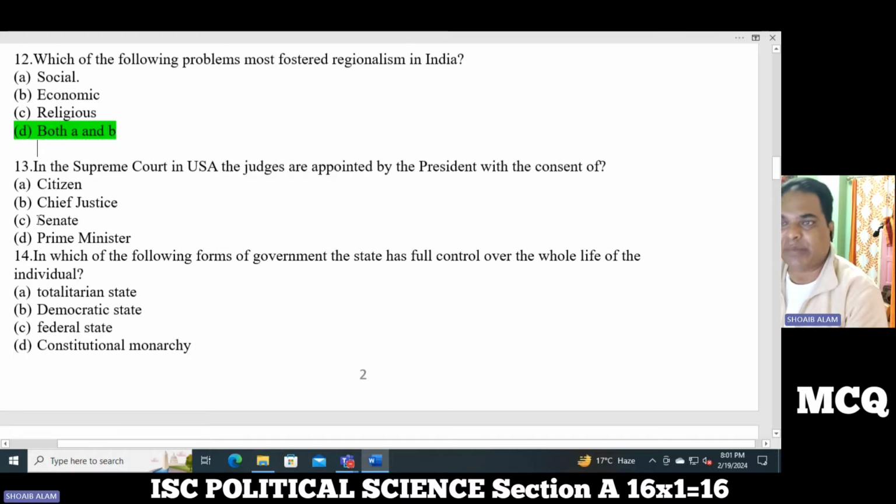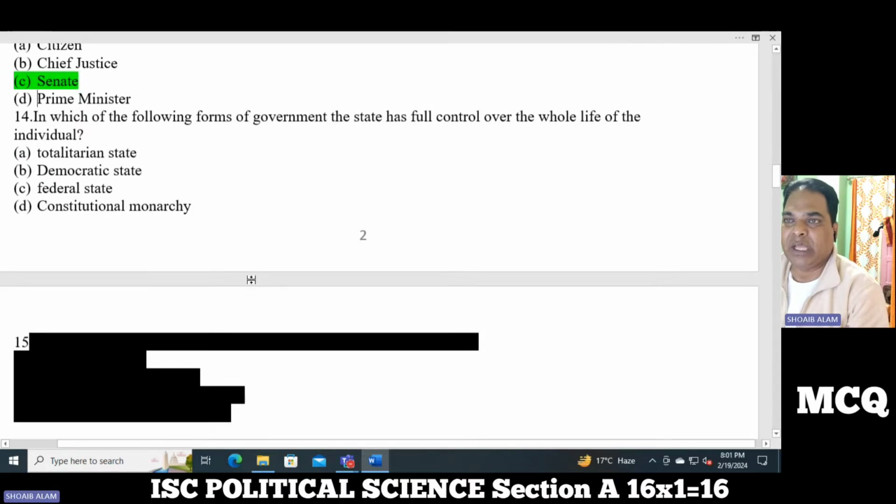Citizen, Chief Justice, Senate, Prime Minister. So answer is Senate. Okay. The next one. In which of the following forms of government the state has full control over the whole life of the individual? So that will go with totalitarian state. Okay. So democratic, there is no control. Federal state also no control.